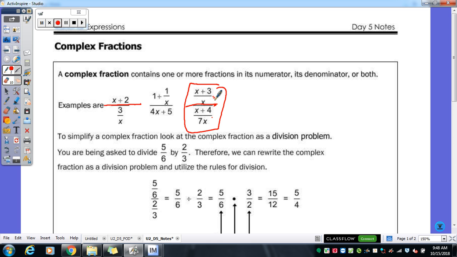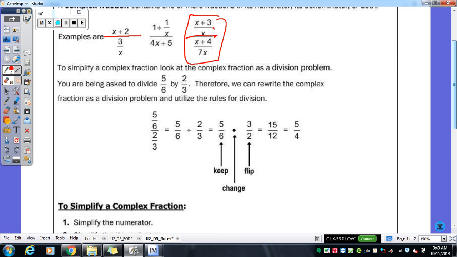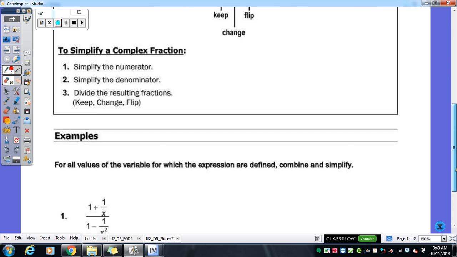So that's our goal, is we want to get it to be one fraction divided by another one, and then you just use your division rules. Keep, change, flip. And so that's what this is saying here. Fraction divided by a fraction. It's just another way of writing it instead of using that division sign. So we do our keep, change, flip.